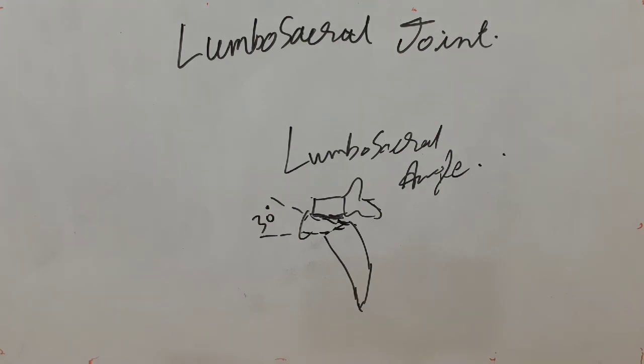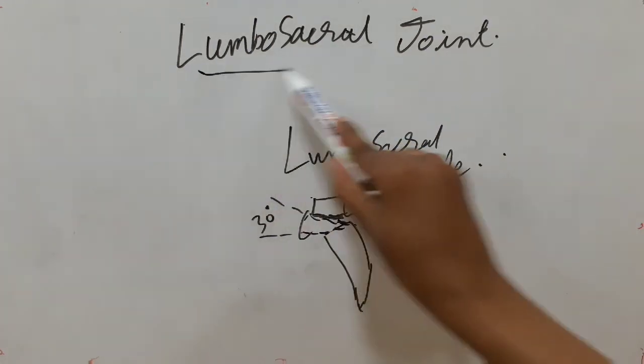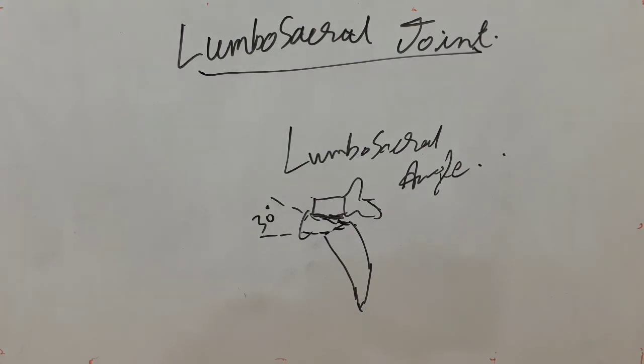So this is about the lumbosacral joint. It's not a very well known or distinct joint, but I consider it a part of the lumbar spine. But in case you have to know, this is the lumbosacral joint. Thank you.